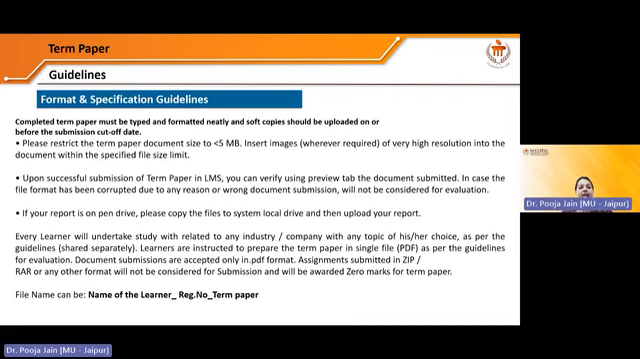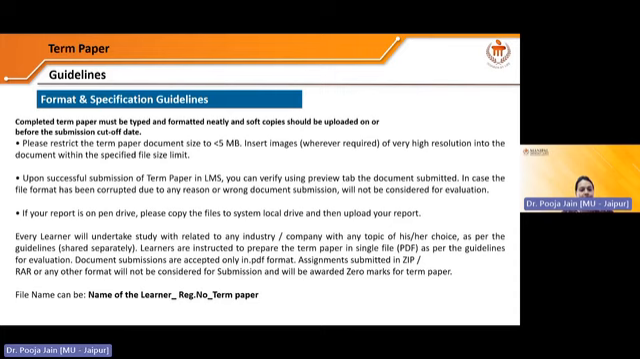In case the file format has been corrupted for any reason, or a wrong document is submitted, it will not be considered for evaluation. This must happen many times because many learners do not look at the Preview tab. So the Preview tab is very important. While submitting, click on the Preview tab and look at whether it has been submitted successfully or not. If there is some error, or a wrong or corrupted document, it will not be considered for evaluation and you will get 0 marks for the same.